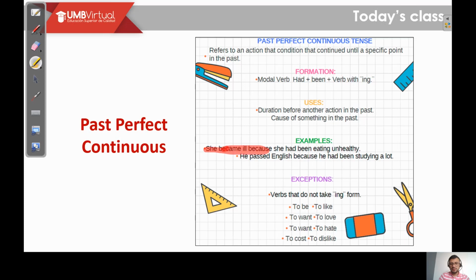She became ill because she had been eating unhealthy. Ahí está. She had been eating unhealthy. He passed English because he had been studying a lot. Él pasó inglés porque él había estado estudiando un montón.